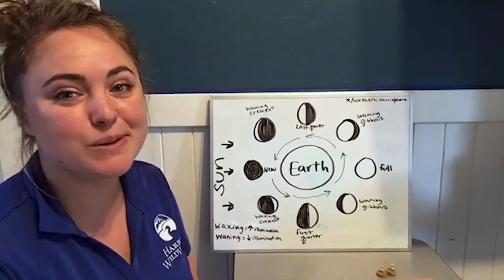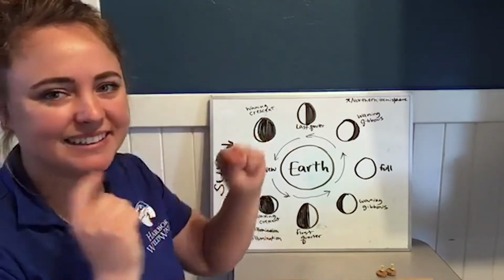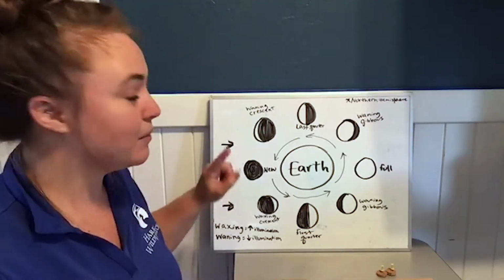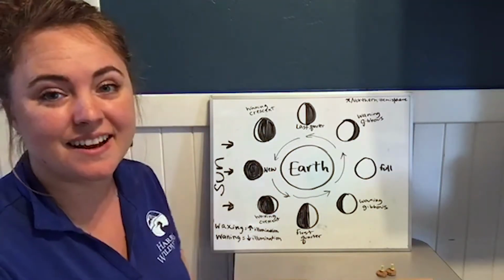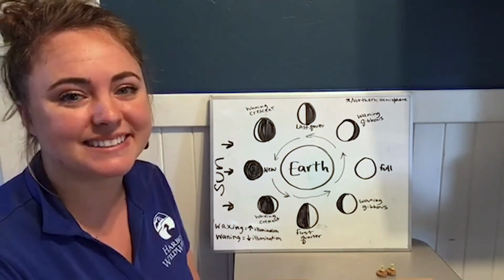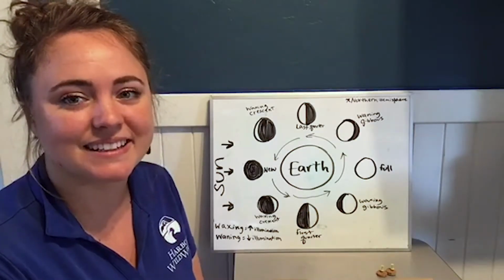Now, of course, our moon is on an elliptical pattern, and so there are times where the moon is closer to the Earth than other times, and that will be important when we start talking about things like king tides.